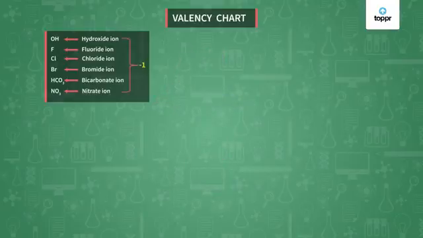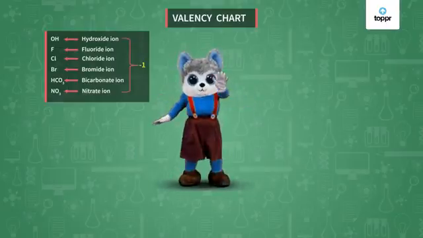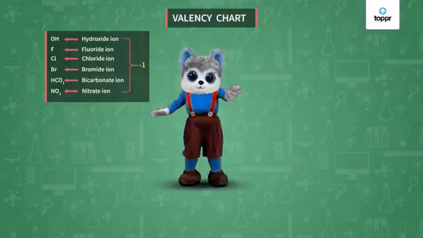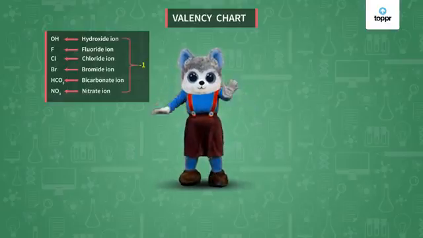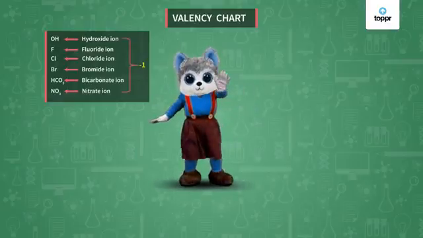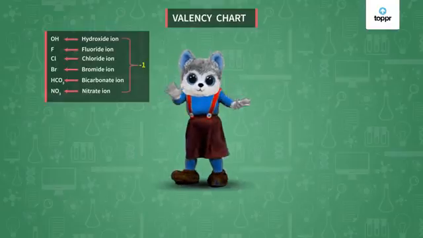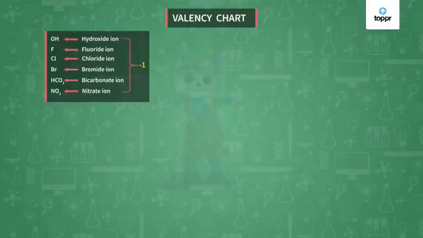So sing with me again. Hydroxide, fluoride, chlorobromide, hydroxide, fluoride, chlorobromide, bicarbonate, nitrate. Their valency is 1.